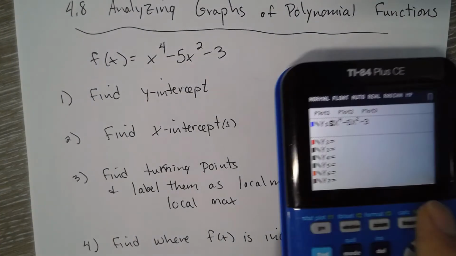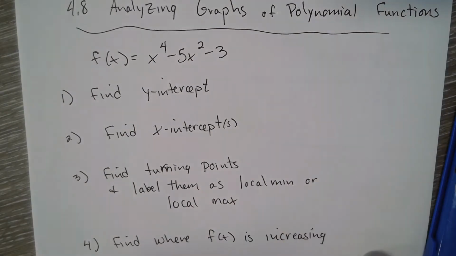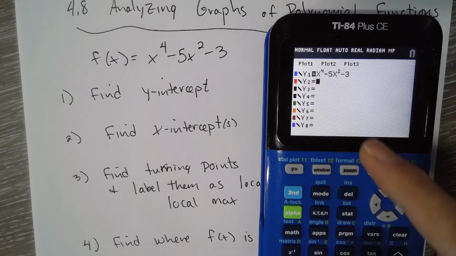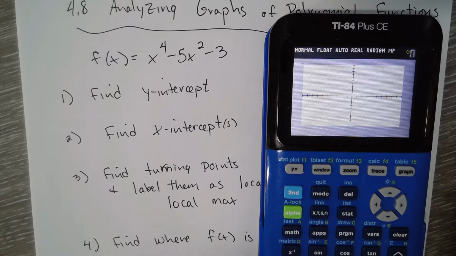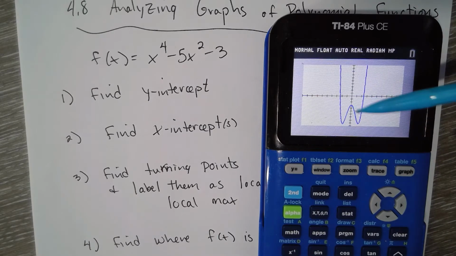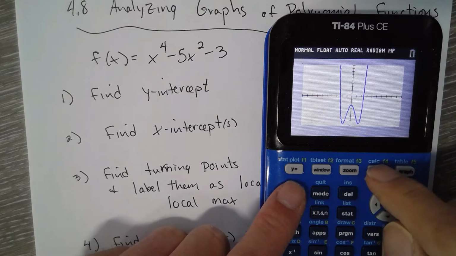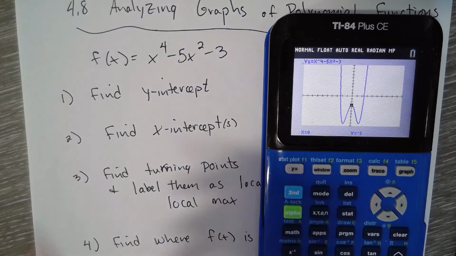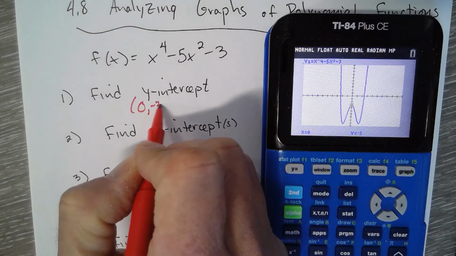So we could do a lot of this stuff analytically, but we're going to lean on our calculator to do it. So here's our equation. I'm going to graph it. And we're trying to find the y-intercept to start with. The y-intercept, where it crosses the y-axis, can only have one answer. It's right there. So we can calculate value 0, and that'll always tell us our y-intercept. You can see it's 0, negative 3. So our y-intercept is 0, negative 3.